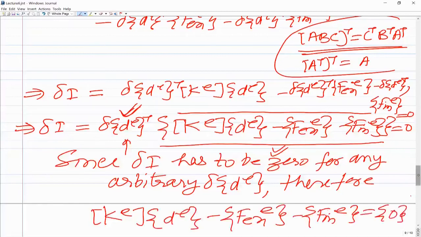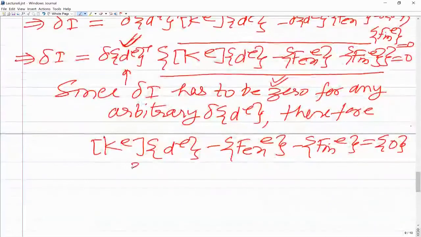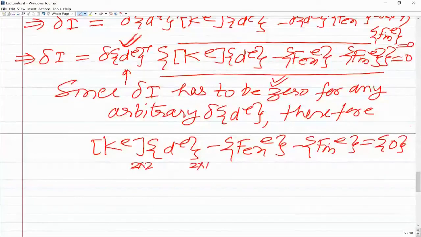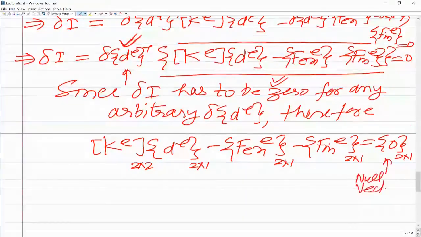Right, now it's a vector because if you look at this, this is a 2 by 2 matrix, this is a 2 by 1 vector. When you multiply you will get a 2 by 1 vector. This is already a 2 by 1 vector, this is already a 2 by 1 vector, so this is a 2 by 1 null vector, that is, it's a column vector 0 0. So this has to be a null vector.